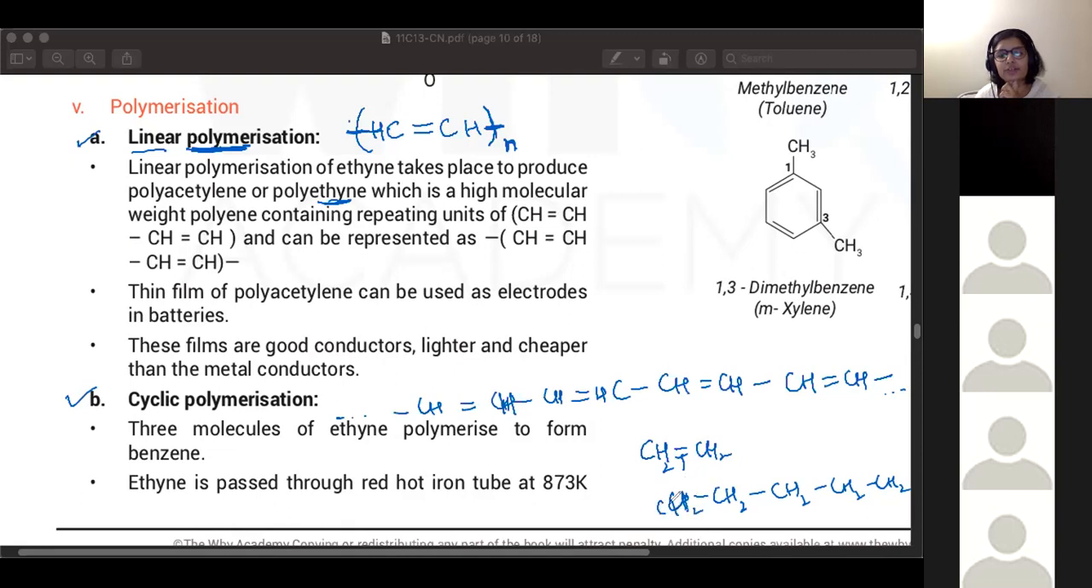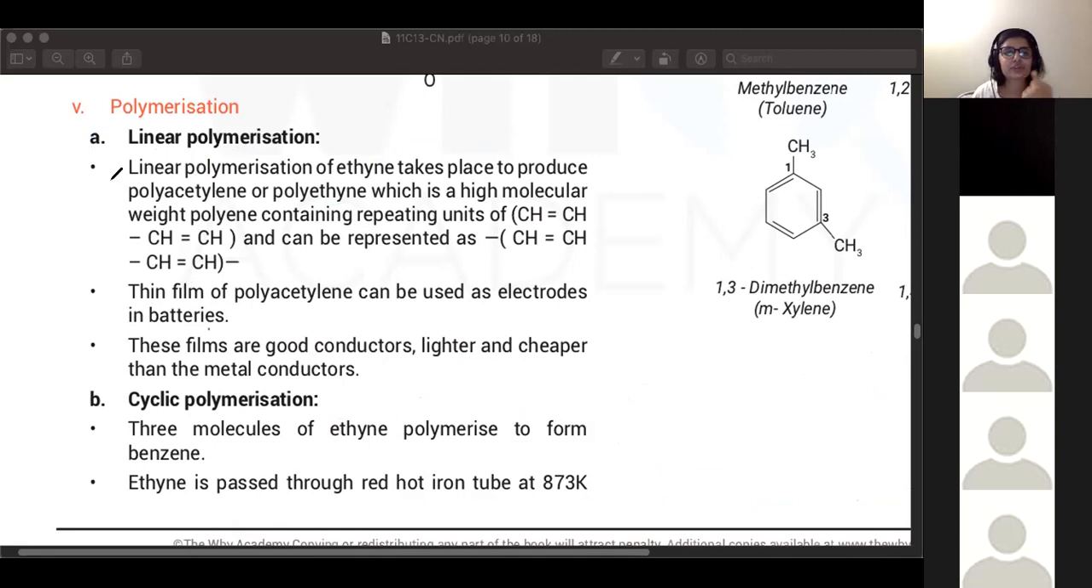Again, polymer molecule, right? So in place of the double bond, this is just connected to other ethene molecules. In the case of ethyne, in place of the triple bond, the third bond is connected to other ethyne molecules. So that is linear polymerization, where plastics are used. So film of polyacetylene can be used as electrodes in batteries. They're good conductors. They're lighter and cheaper than metal conductors.